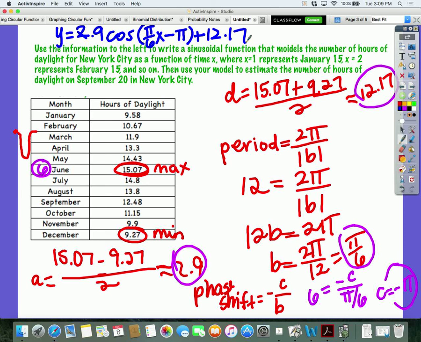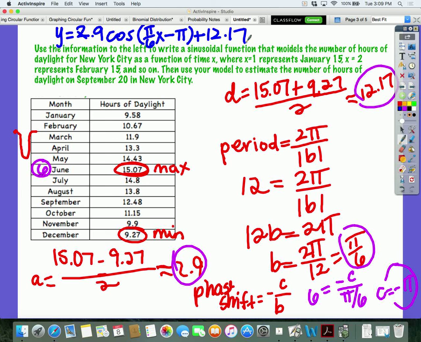Now to estimate our model with the number of hours of daylight on September 20th, how do you think we're going to figure that out? September is what month? 9. And if you look at the previous part of the problem, we look at 9 and then 20 over something. Just 20. Plug it in. Plug in what? 9. 12.3.